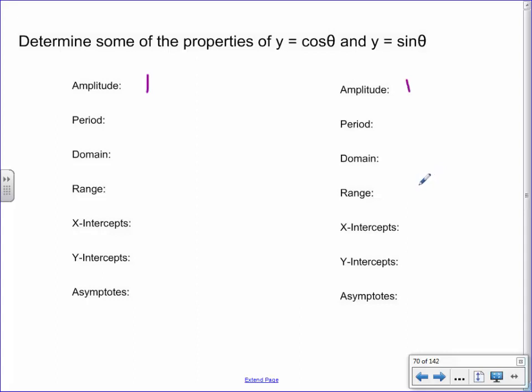Period is how long it takes a graph to repeat itself. How long does it take to repeat itself? 360 degrees or 2 pi. Depends on whether you're in degrees or radians. If you're in degrees, it takes 360 degrees to repeat. Or if you want to measure it in radians, it takes 2 pi radians to repeat. So this one really depends on which units you want to work with.